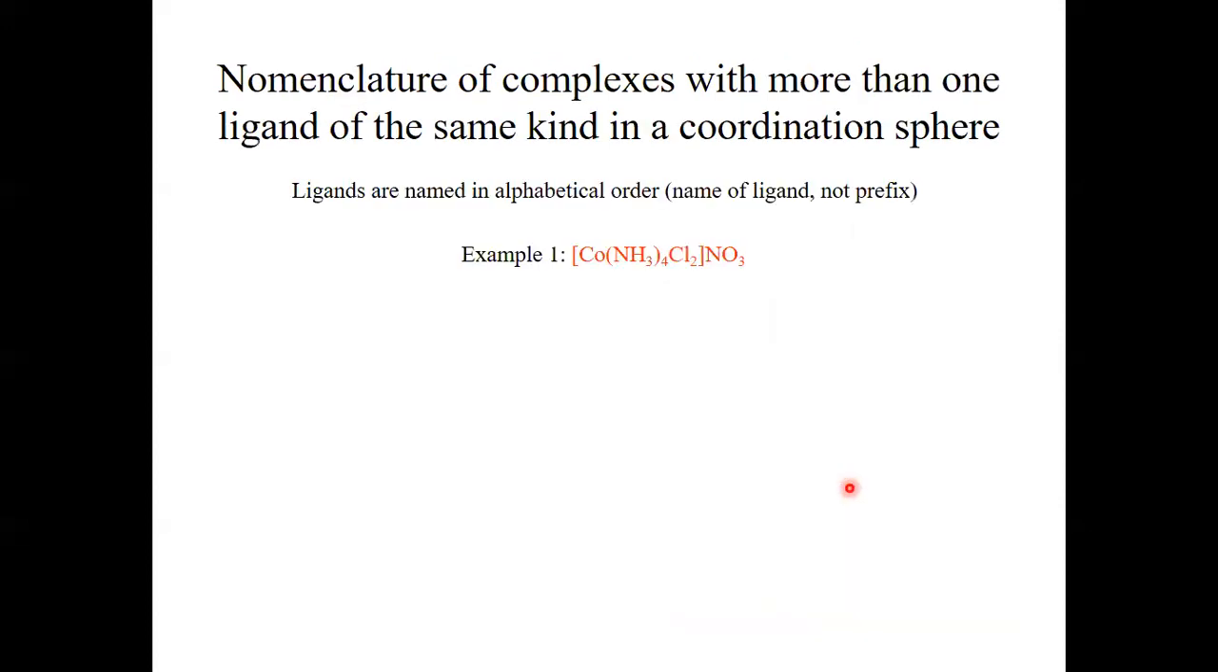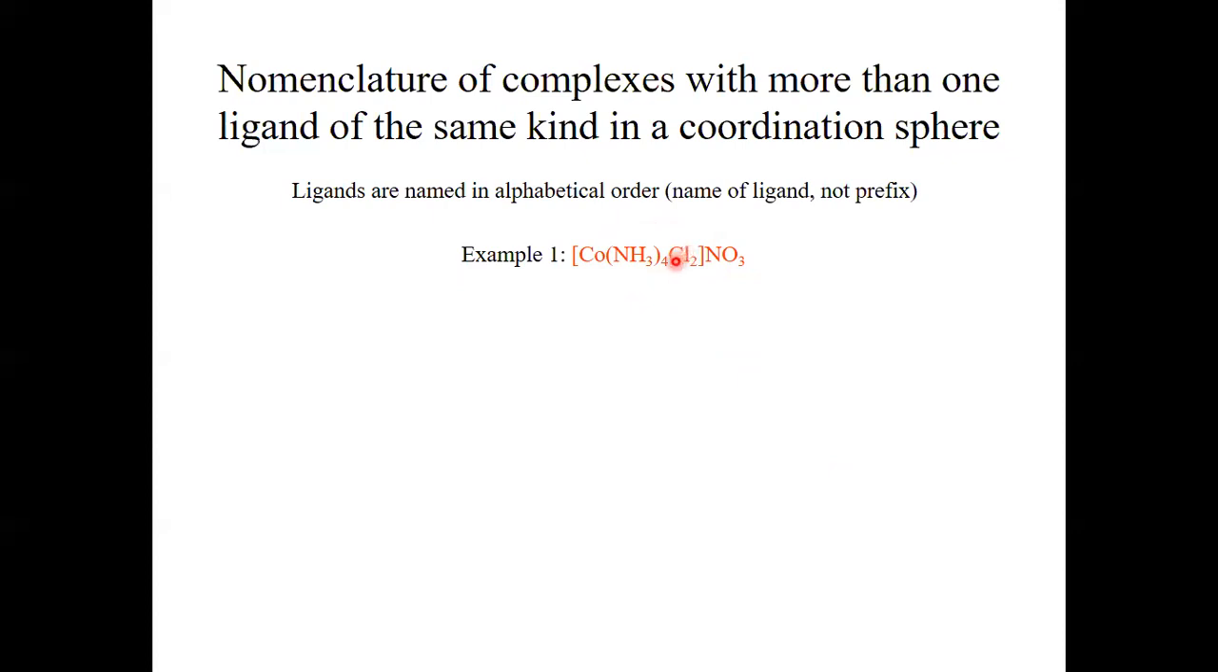Okay, a few more things to consider. We can have more than just one type of ligand. So in this case, we have to decide, well, in which order do we name the ligands? We order them according to the alphabet. So here's just an example. Here we have a cobalt complex, Co(NH3)4Cl2 NO3. So we see that amine comes in the alphabet before chloro. Therefore, we have to name the amine ligands before the chloro ligands.